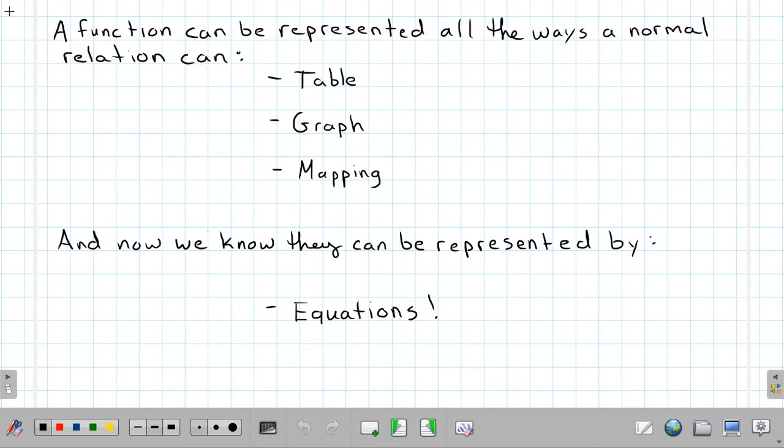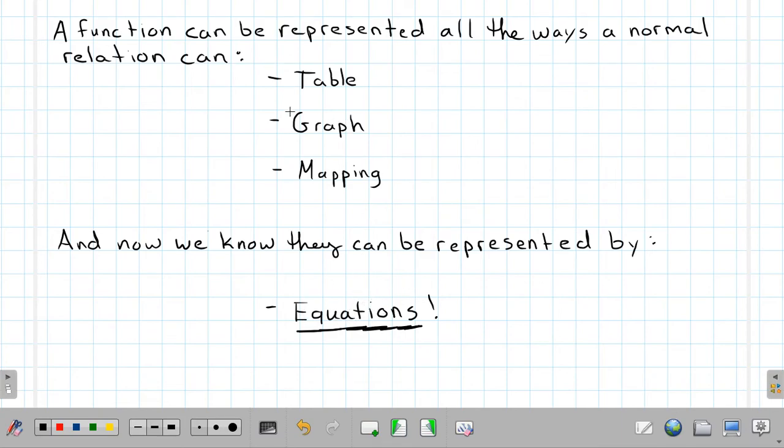So what we've learned with this is a function can be represented all the ways a normal relation can. So we can represent it as a table, a graph, a mapping, just like we saw in those two middle examples. And now we know it can be represented by an equation. So in this case, if we have an equation, we can tell if it's a function or not by graphing it. And there are other ways we can tell, but like I said, we'll get more into that when we get into the graphing section to tell if an equation is a function or not.